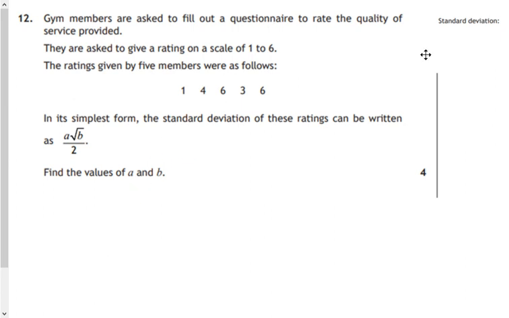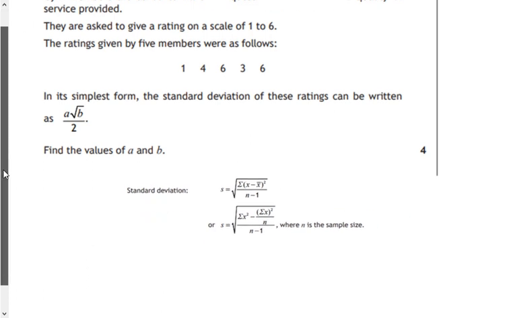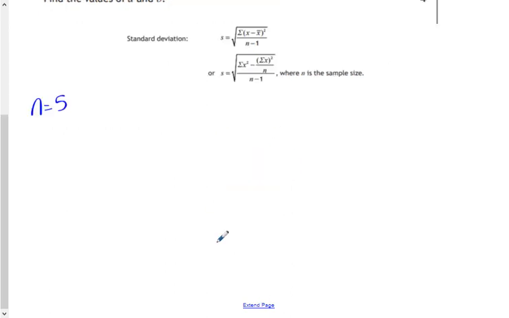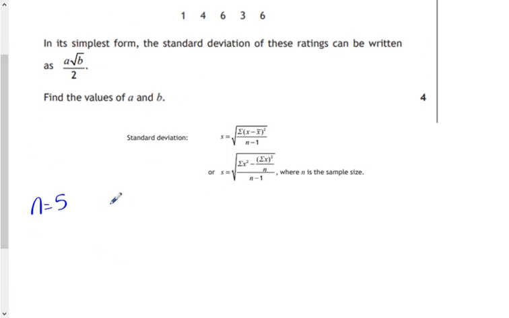So this is a standard deviation question, so we can use the formulas that are given to us on the formula sheet. Now, straight away we know that n is equal to 5, since there are 5 results there. I prefer to use the first equation, but it can be solved using either. But to use the first equation, we would set up a table as follows. We'd have x, x minus x bar, and x minus x bar all squared.